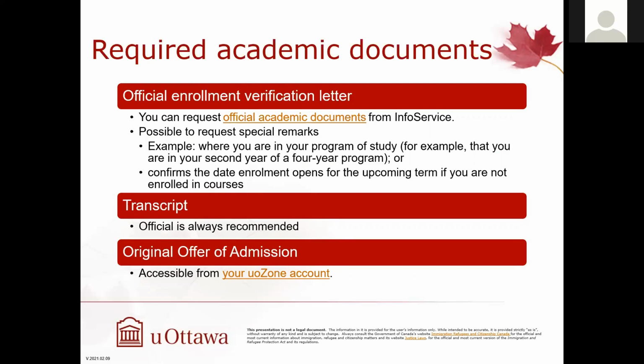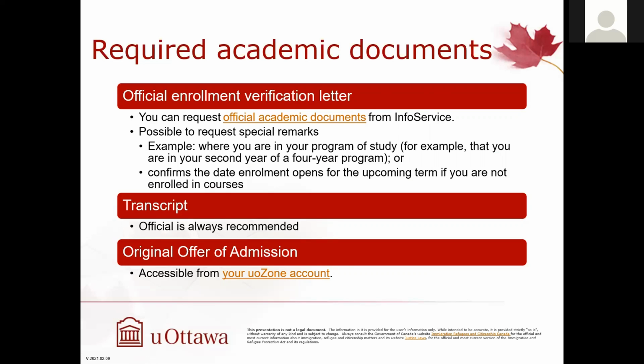Okay. So now let's talk a little bit about what documents are required in a study permit extension application. In terms of academic documents, there are 3 documents that you'll need to upload. The first is an official enrollment verification letter. This is a document that confirms what you are enrolled in and any future enrollments as well. For example, if you were to request this document today, ideally it would show your enrollment in courses this term, and it would show enrollment for winter as well.